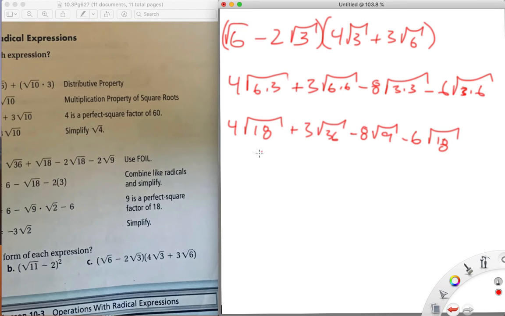Going to do two things. I'm going to combine like terms, and I'm going to rearrange this a little bit. So it's going to be 4 square root of 18 minus 6 square root of 18. Just put these guys next to each other because they're similar. Square root of 36 is 6, so it's going to be 3 times 6. Square root of 9 is 3, so it'll be 8 times 3. So I'll leave that there. Okay.